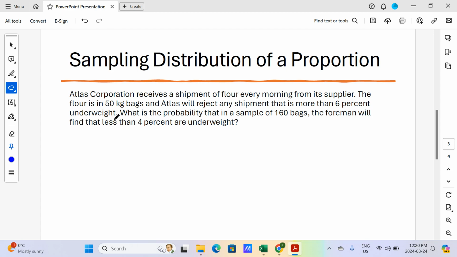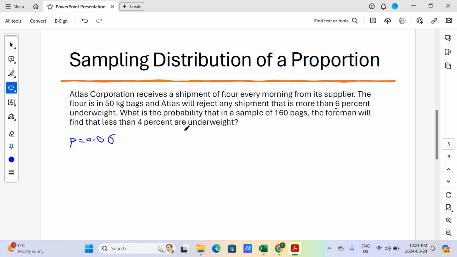Look at here. The question says if the proportion of underweight bags is more than 6%, the shipment will be rejected. So we already have the population proportion. We look at the shipment as a population. If the proportion of underweight bags is more than 6%, the shipment will be rejected. So the population proportion is 0.06.